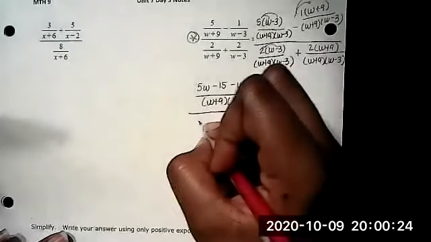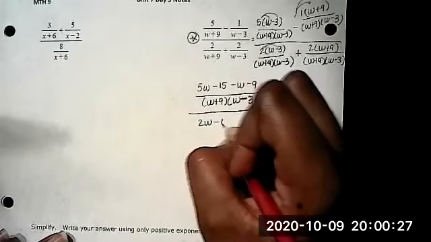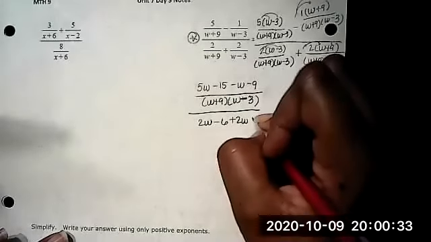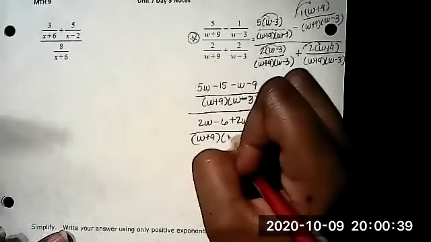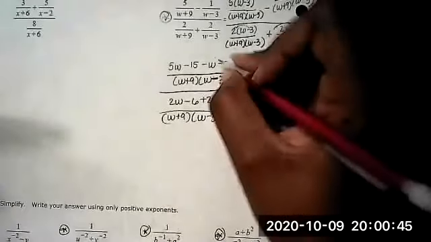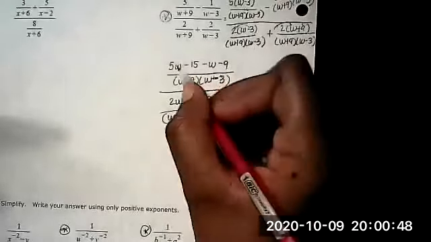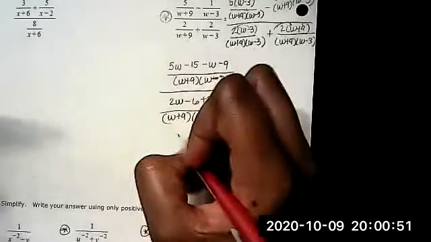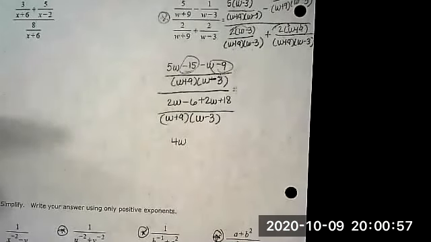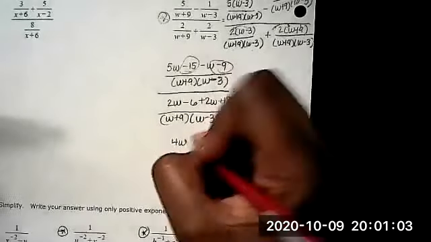Same thing, distribute. This becomes W plus 2W minus 6. Distribute there. This is plus 2W plus 18, all over the same denominator, which is W plus 9, W minus 3. Okay, I'm going to combine like terms over here. My like term here is 5W minus 1W is 4W, then negative 15 and negative 9. Negative 15 minus 9 basically is negative 24, over that denominator.